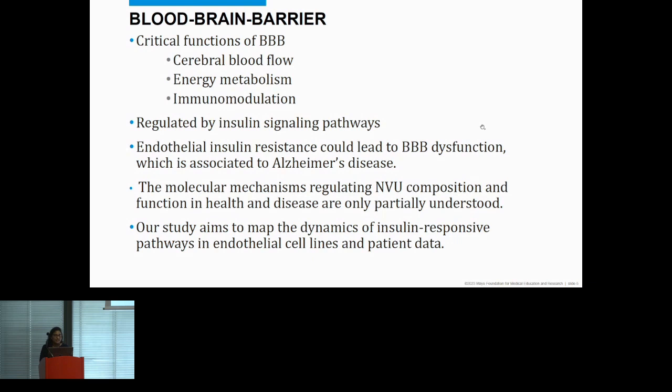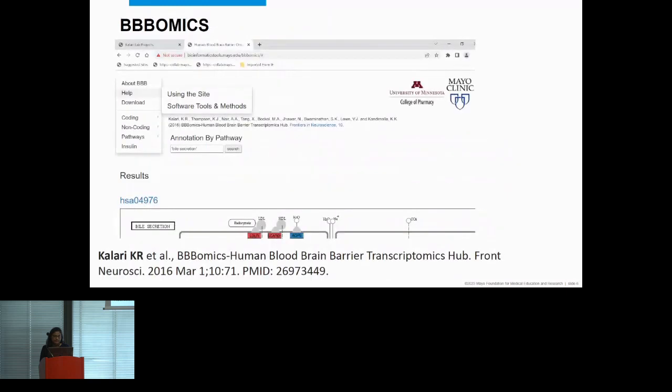Endothelial insulin resistance can lead to BBB dysfunction. And that's primarily in diabetes patients; insulin resistance also leads to AD, per the hypothesis. The molecular mechanisms regulating the neurovascular unit composition are poorly understood right now. So our main aim is to understand the dynamics of insulin responsive pathways, specifically focusing on the endothelial cell lines and also using the patient data here.